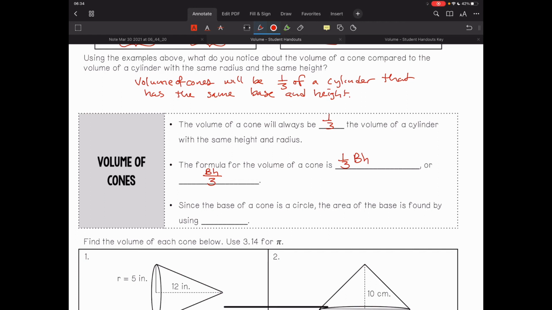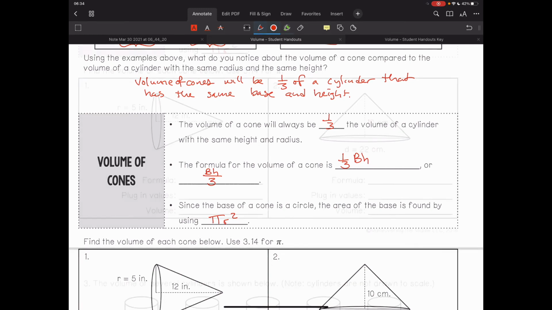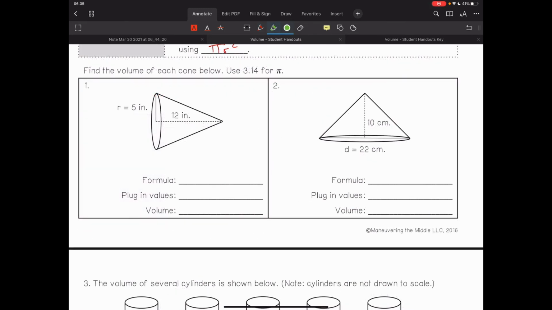Now, since the base of a cone is a circle, the area of the base is still going to be pi r squared. All right, let's now look at some examples. So let's look at our first example here, and we can see that we have a radius of 5 on the base, and we have a height of 12. So very similar to cylinder problems with the types of measurements we're given.